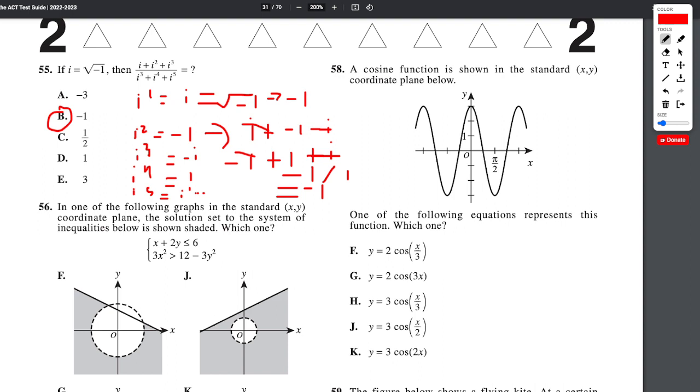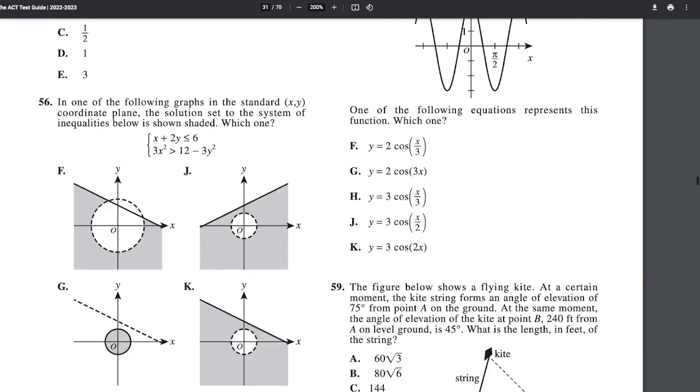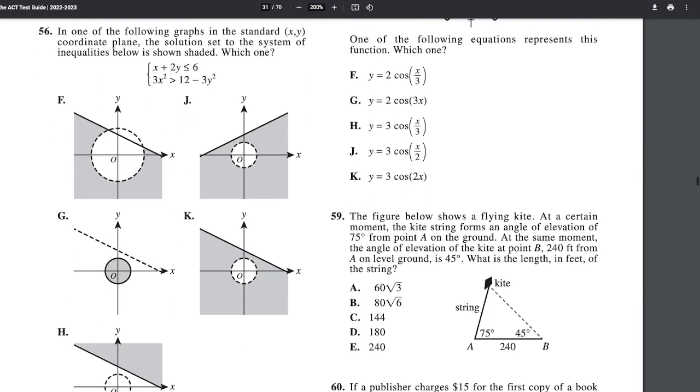Alright. I like how there are 3's here. If you see 3's, you can't even have 2. Anytime you see an imaginary number, it has to be like negative 1 or 1 or something. So, if you're not sure, just look out for something like that. No, D is wrong. Okay? So, yeah. 56.